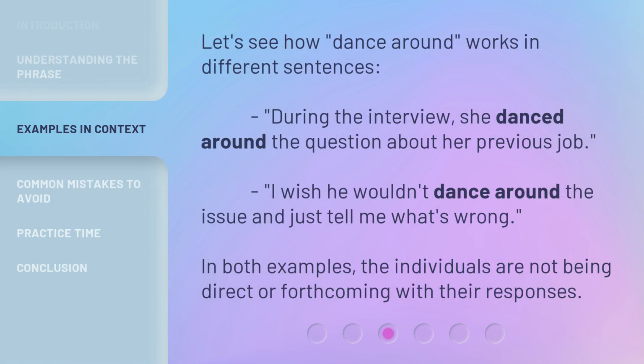Let's see how dance around works in different sentences. During the interview, she danced around the question about her previous job. I wish he wouldn't dance around the issue and just tell me what's wrong. In both examples, the individuals are not being direct or forthcoming with their responses.